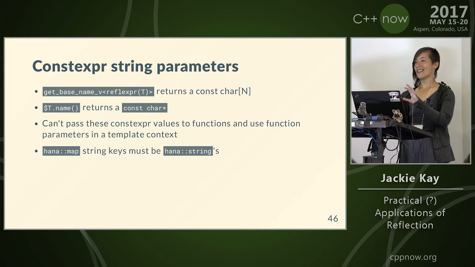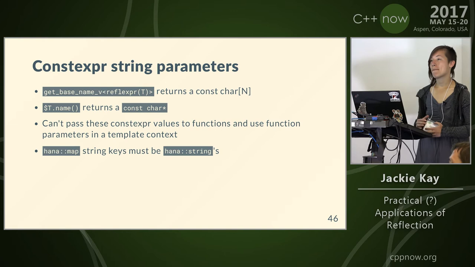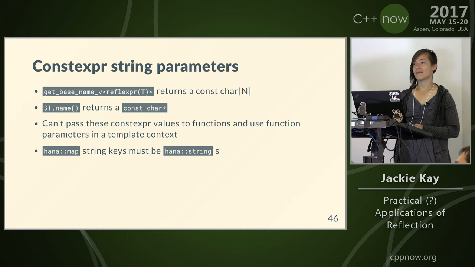I couldn't get this to work, but the keys have to be HANA strings. They didn't work with just a const char star. That's because if you compare const char stars, well, first of all, you're comparing values. So that's what you want, but also, it's going to return a bool and not an integral constant bool. That is the whole story with constant parameters, so that's why it is.